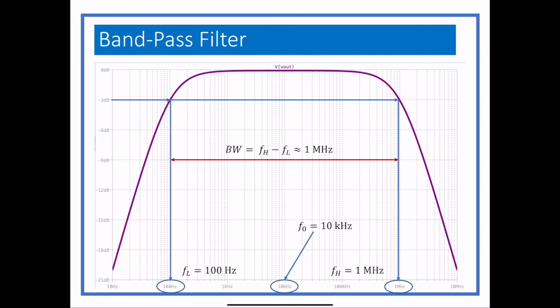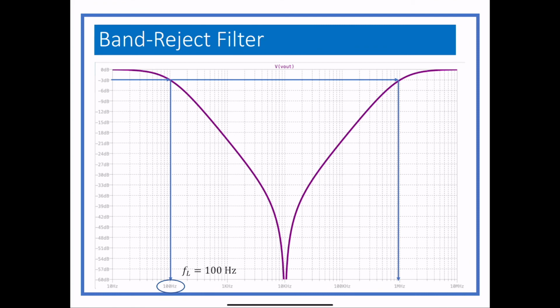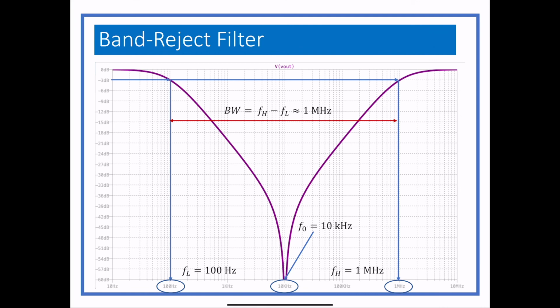A band reject filter is pretty much exactly the same, except the middle part is blocking frequencies. And they generally have kind of a weird shape just because of the way they are designed. But anything between 100 hertz and 1 megahertz is blocked. There is a center frequency again, which is the geometric mean of the low and the high. And then the bandwidth is, again, approximately the distance between. Since 100 is so much smaller than 1 megahertz, we just consider it to be the same.